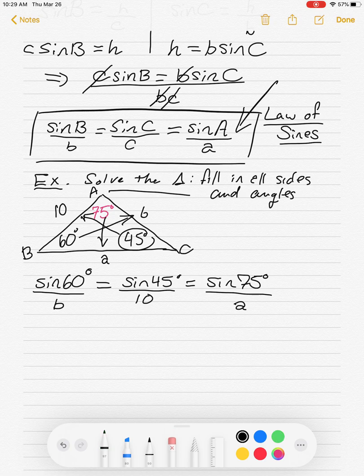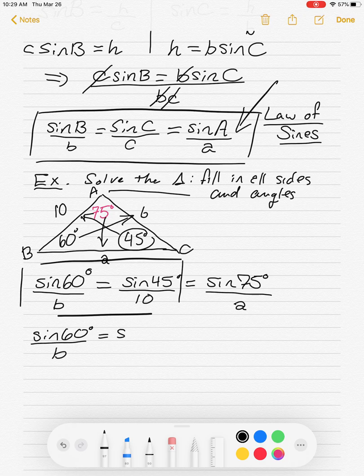So I just pick something. So maybe I pick this first pair. So then sine of 60 degrees over B is sine of 45 degrees over 10. So how about I cross multiply? So therefore, 10 sine of 60 degrees is B sine 45 degrees.